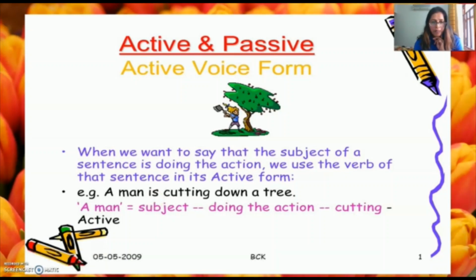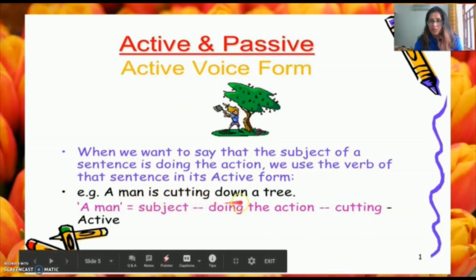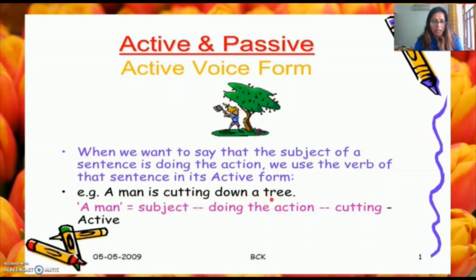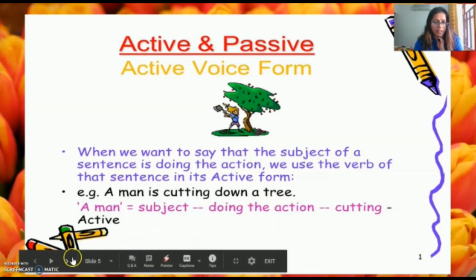Is the helping verb used here with cutting sense? It's a sentence of present continuous tense. I hope active voice is clear. Moving on to the next slide.